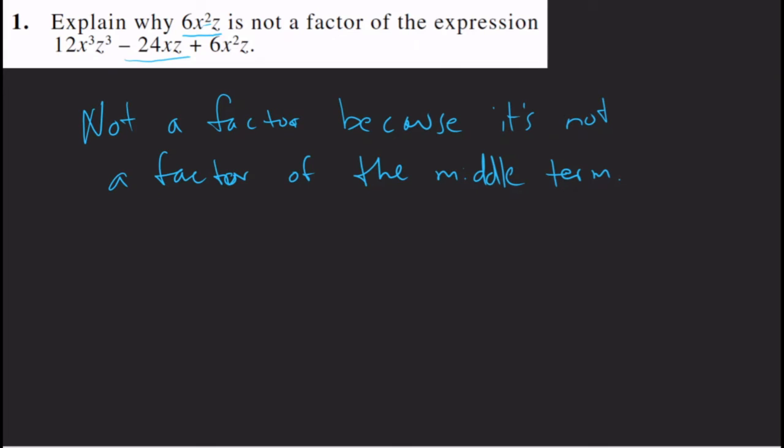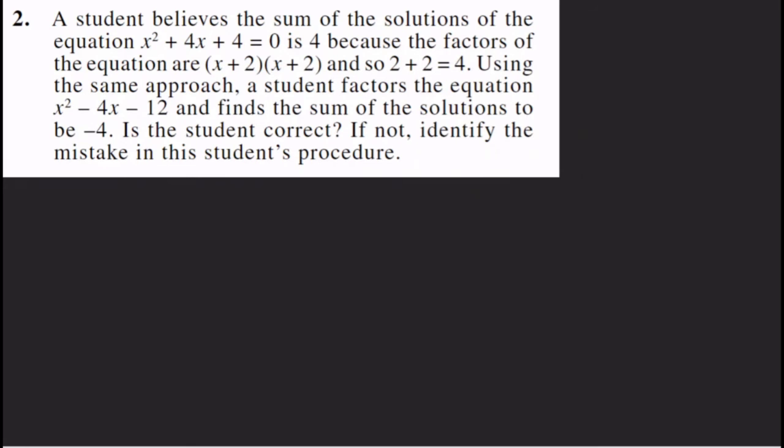All right, and so rolling right on. Number 2 here, again, if you're my students, we were on exercise 3. A student believes that the sum of the solutions of the equation x squared plus 4x plus 4 equals 0 is 4 because the factors of the equation are x plus 2, and so 2 plus 2 equals 4.